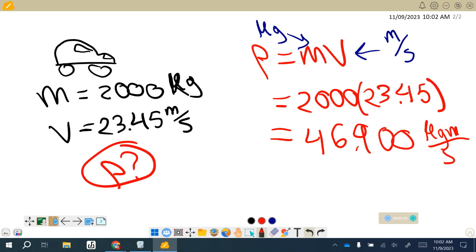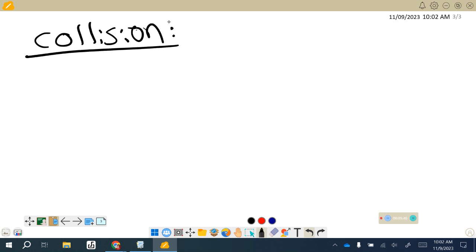All right. So that's helpful and all. Understanding an object's momentum is useful, but it's more useful when considering collisions. That's what we talk about in physics a lot. When we have two objects hitting each other, we call that a collision. It's just two objects hitting each other.